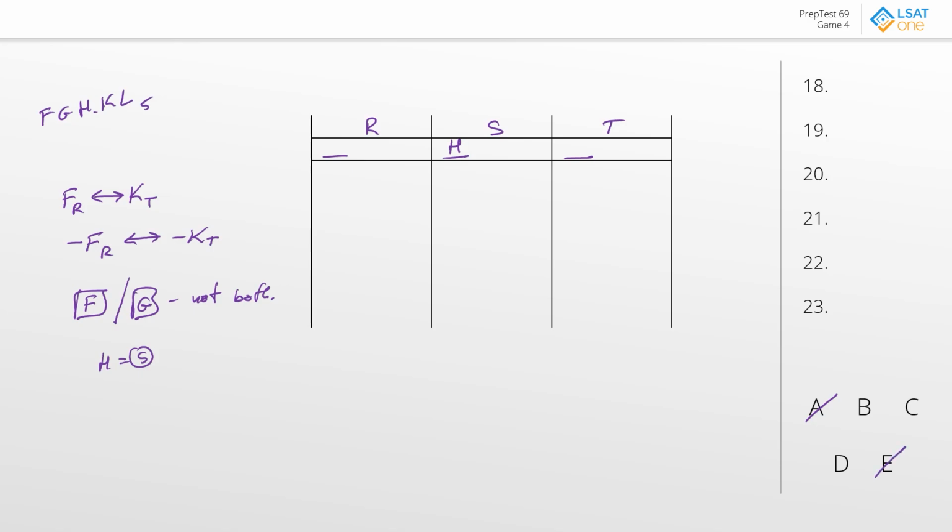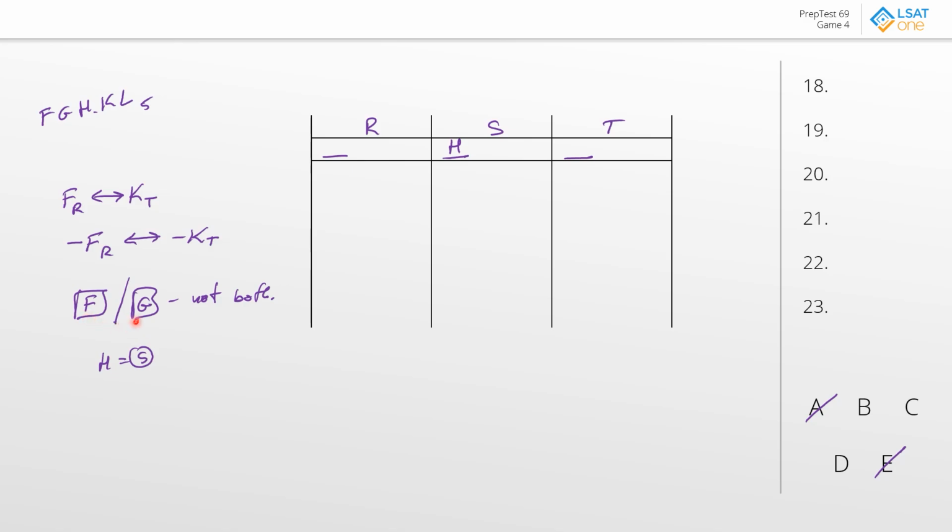Now, it is worth noting that this rule also goes the other way. If K is with T, then F would have to go to R. Let's see if anything triggers that. If K is with T, so answer choice B, that doesn't trigger, C, it doesn't trigger, D, it doesn't trigger, so we're good.